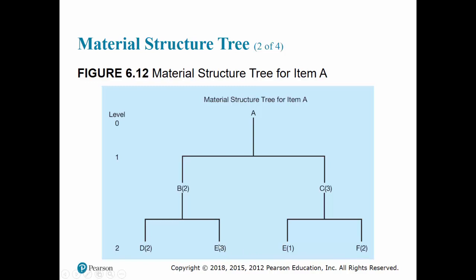Now E appears in 2 different places. It's possible that some items may appear in 2 different levels. If E appears here and E appears over there, a given item can have only 1 low level code. So if an item appears in more than 1 level, the deepest level at which it appears is the low level code. Okay, let's look at another example.